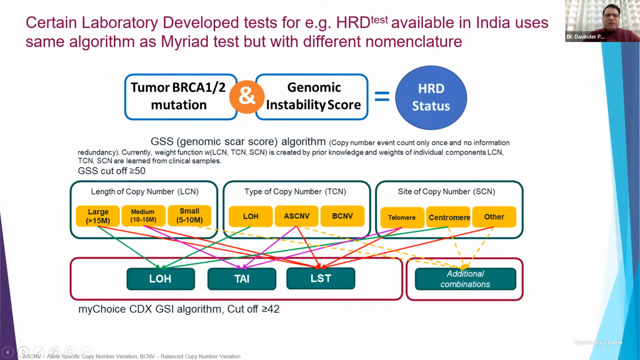You can see these are tests which Indian companies are doing. They're primarily incorporating the same algorithm as the Myriad testing. They take into account both the tumor BRCA mutation as well as the genomic instability score. They use the algorithm which is used in Myriad, and they come up with their own HRD reporting also. Next slide.